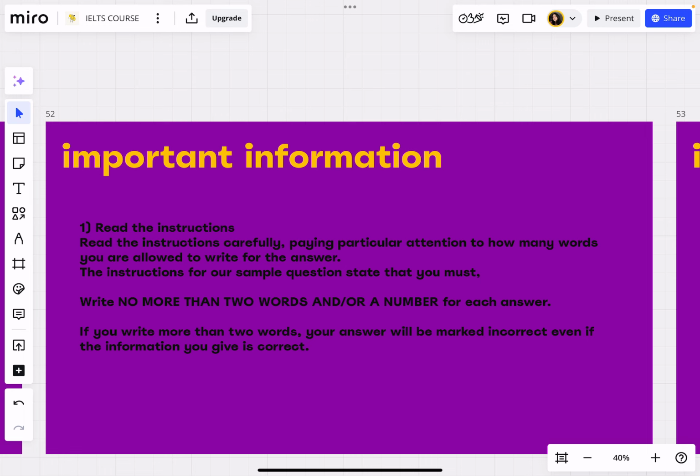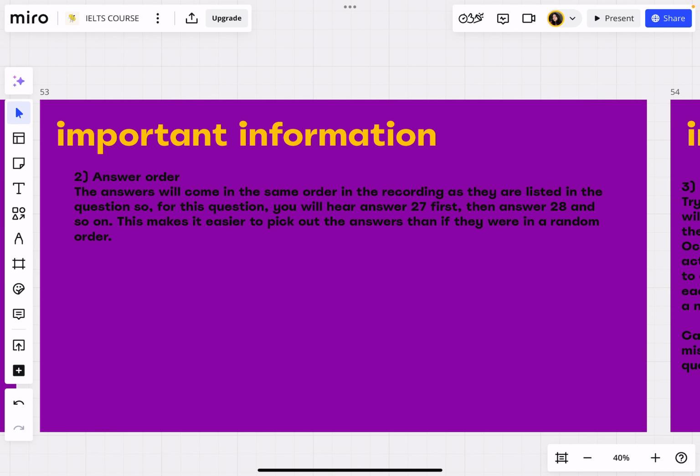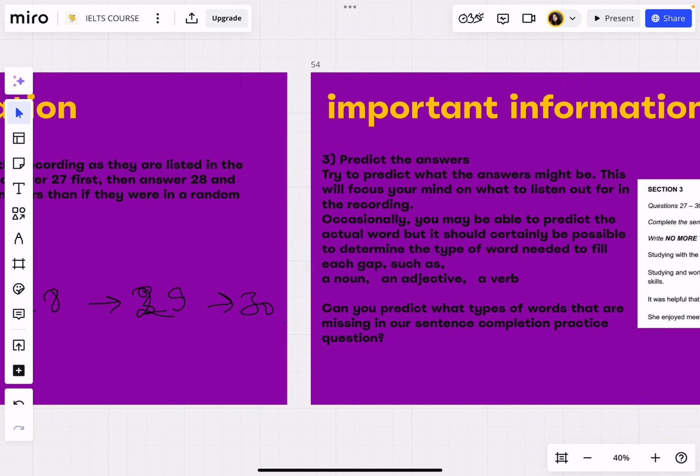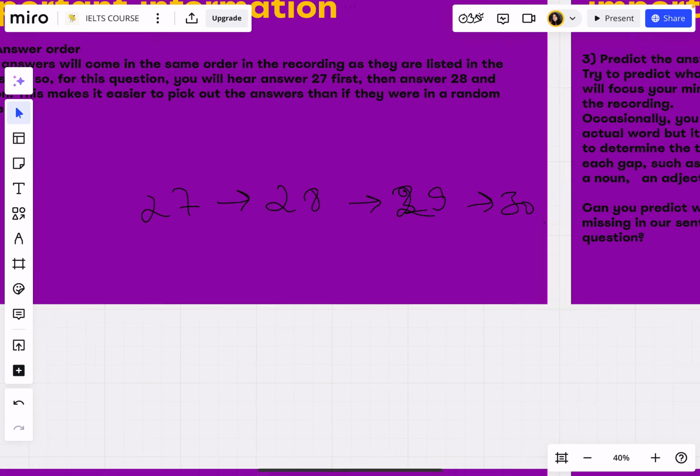Read the instruction. Always make sure that you read the instruction very carefully and don't write over the limit. Always make sure that you note it in the answer order. So it means 27th comes first, 28th comes next. It's step by step, yeah. It's very important. It's easy peasy to follow. Predict the answer. We already talked about this one.